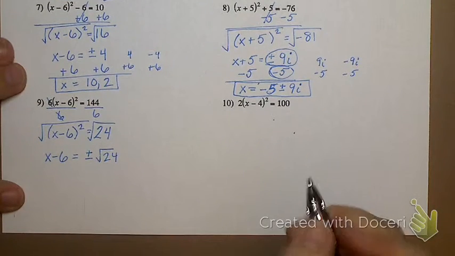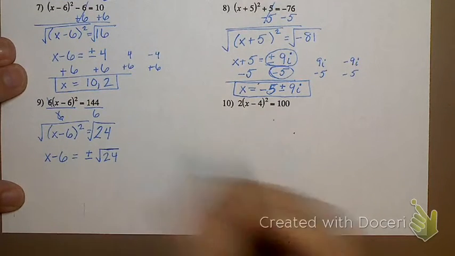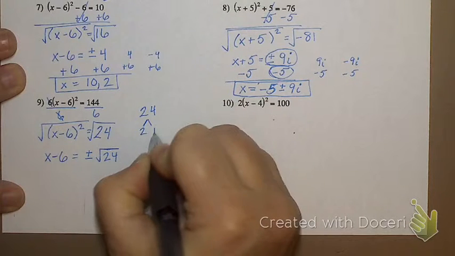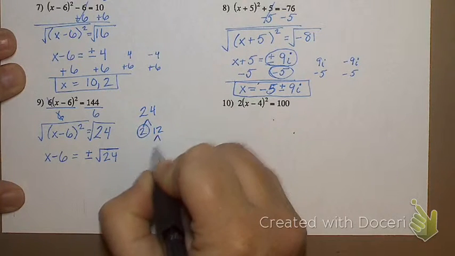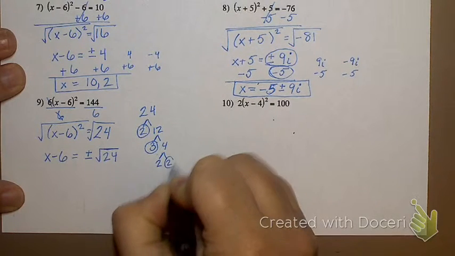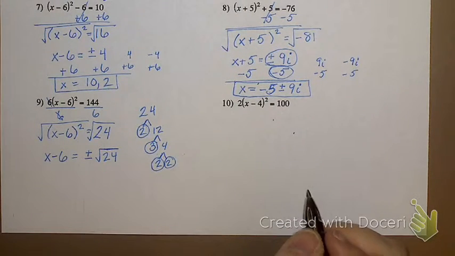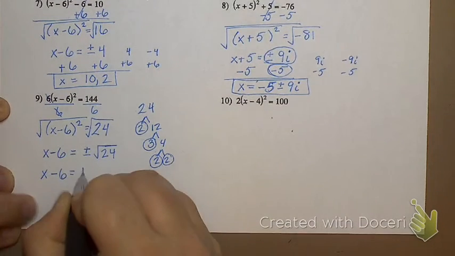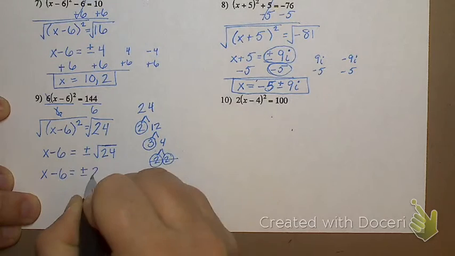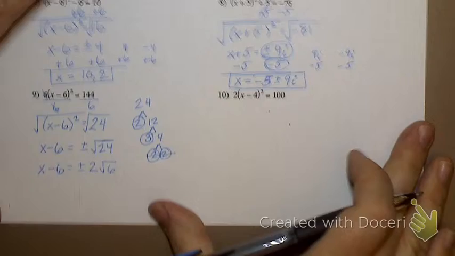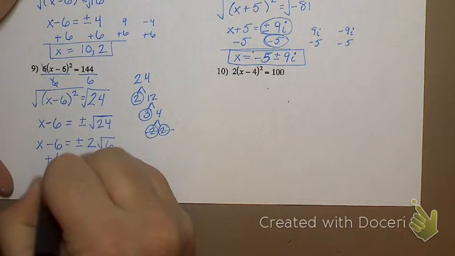Is the square root of 24 a nice number? No, so let me draw a tree. 2 and 12, 3 and 4, 2 and 2. What can come out? So I have x minus 6 equals plus or minus 2 radical what? 6. Now I need to add the 6 so that the x is by itself.